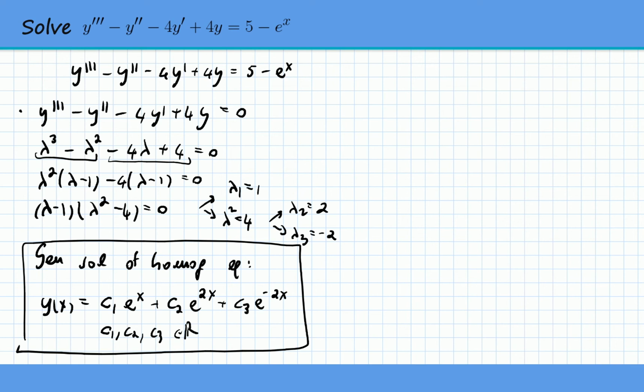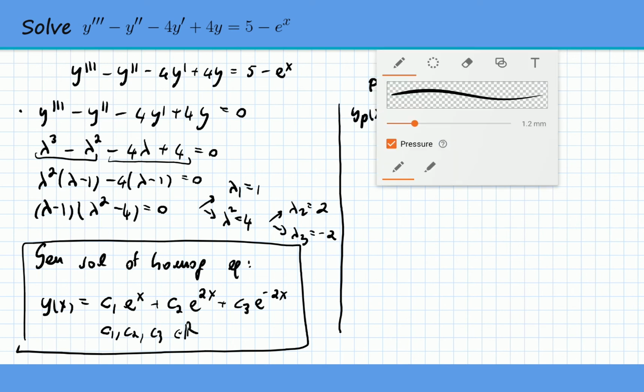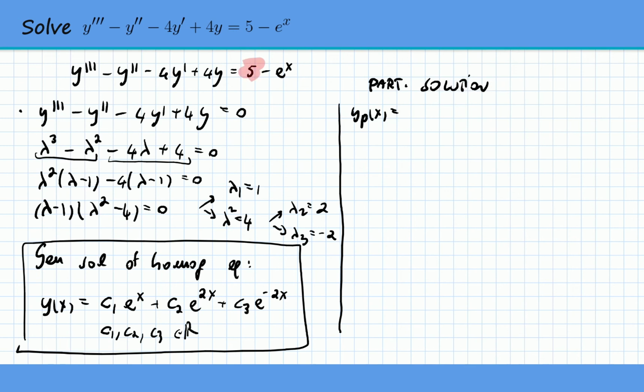Okay, this was the past. Now the new part is finding a particular solution. So we have again here the sum of two types of functions. One is a constant, which is a polynomial of degree 0, and the other is an exponential, e to the x. So in general, I would look for a polynomial of degree 0, which is simply a constant, a, and then plus, for the exponential, a constant, b times e to the x.